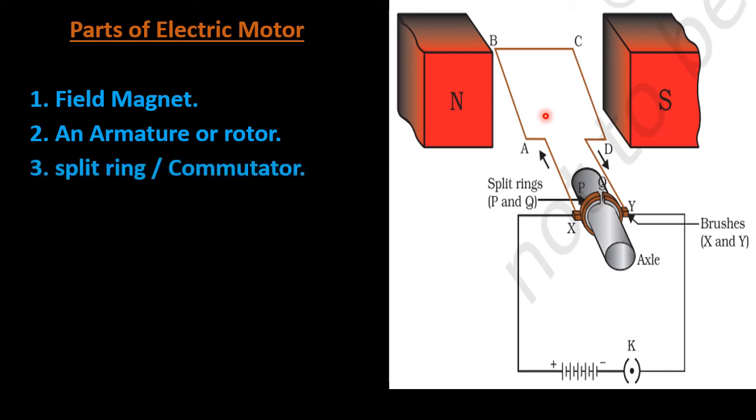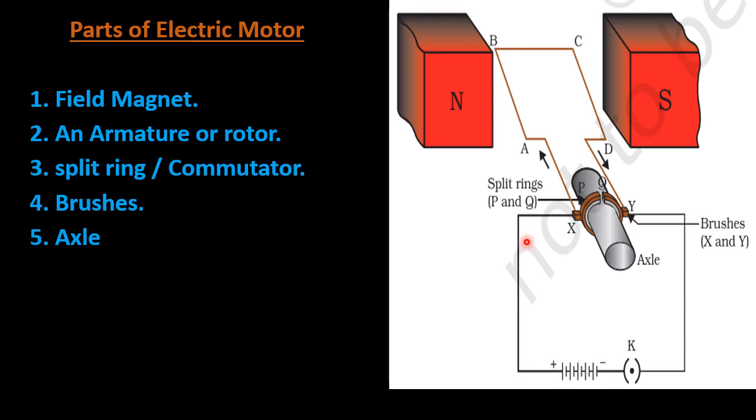The third is split ring or commutator. So the split ring is here, the brown P and Q. This acts as a commutator. Commutator means it helps us to reverse the direction of flow of current. Number 4 is brushes. So brushes are here, X and Y, which make a contact between this moving part and the fixed wire here.